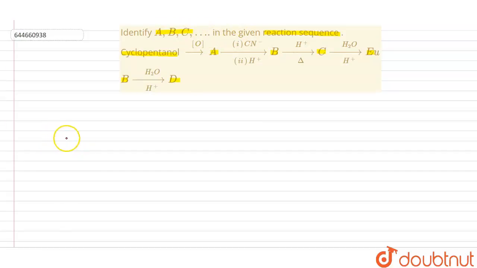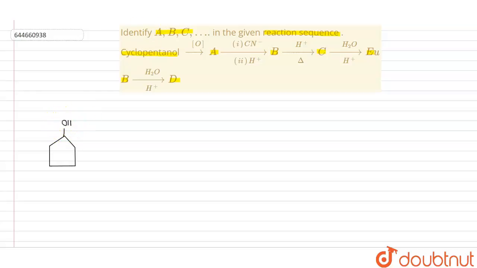So now first of all cyclopentane is given. First we make a cyclopentane over here so that we can proceed further. Here the 5 carbons, cyclopentanol. So OH is also there. From this, the OH compound is cyclopentanol.